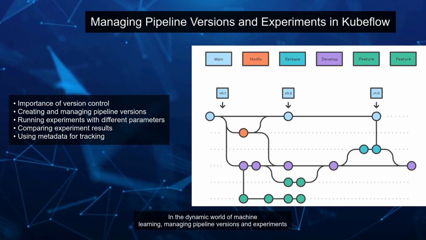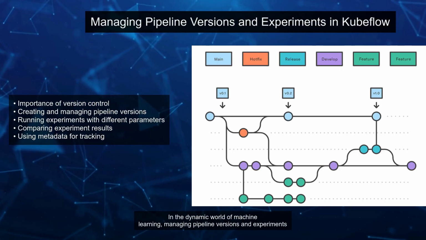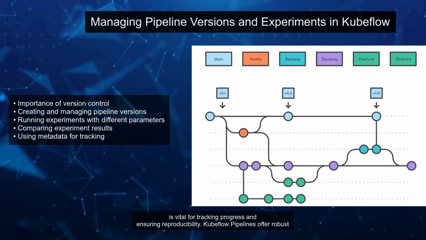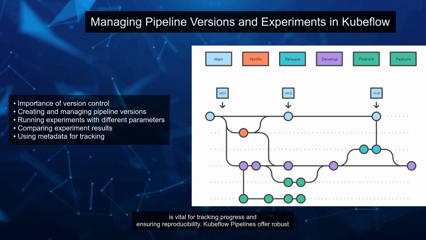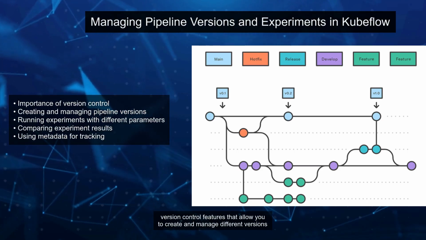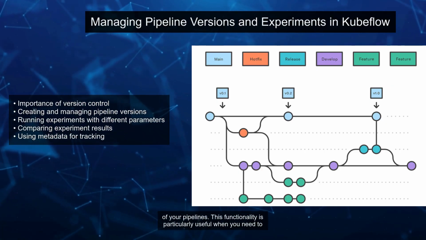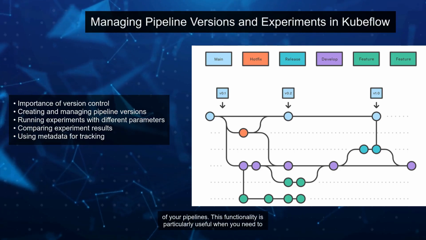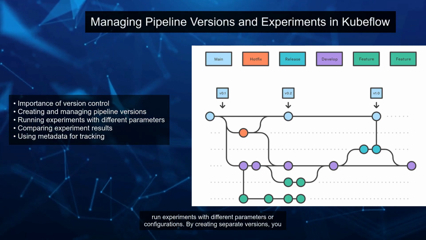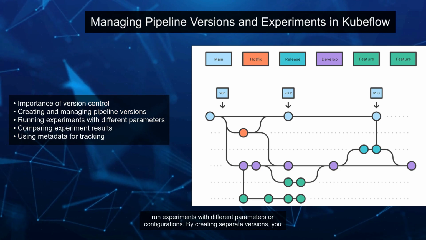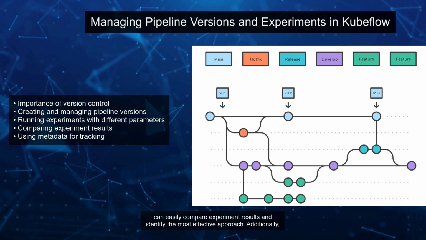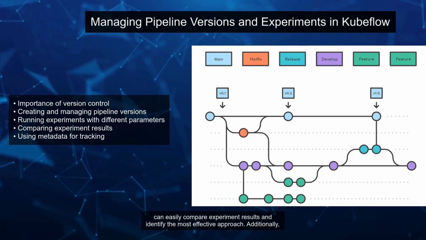In the dynamic world of machine learning, managing pipeline versions and experiments is vital for tracking progress and ensuring reproducibility. Kubeflow Pipelines offer robust version control features that allow you to create and manage different versions of your pipelines. This functionality is particularly useful when you need to run experiments with different parameters or configurations.